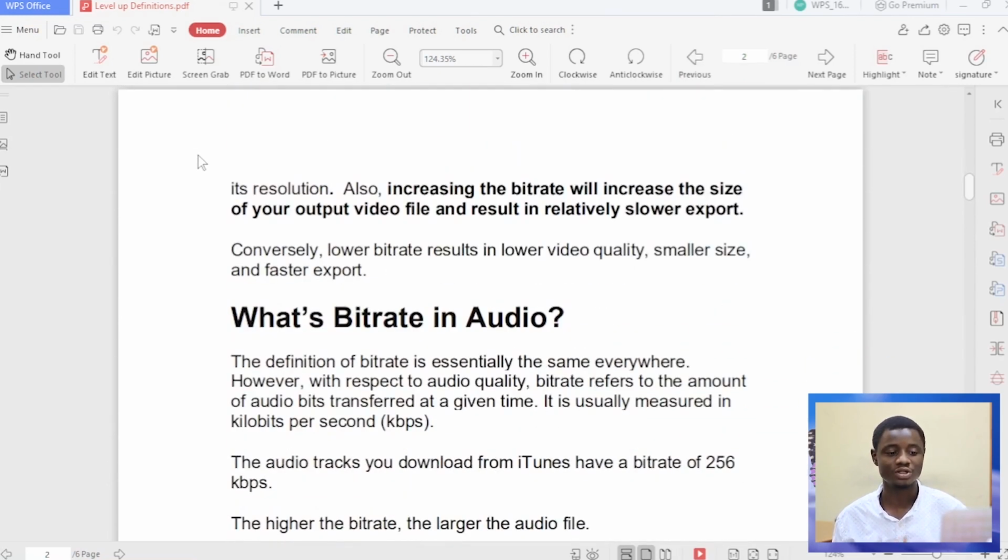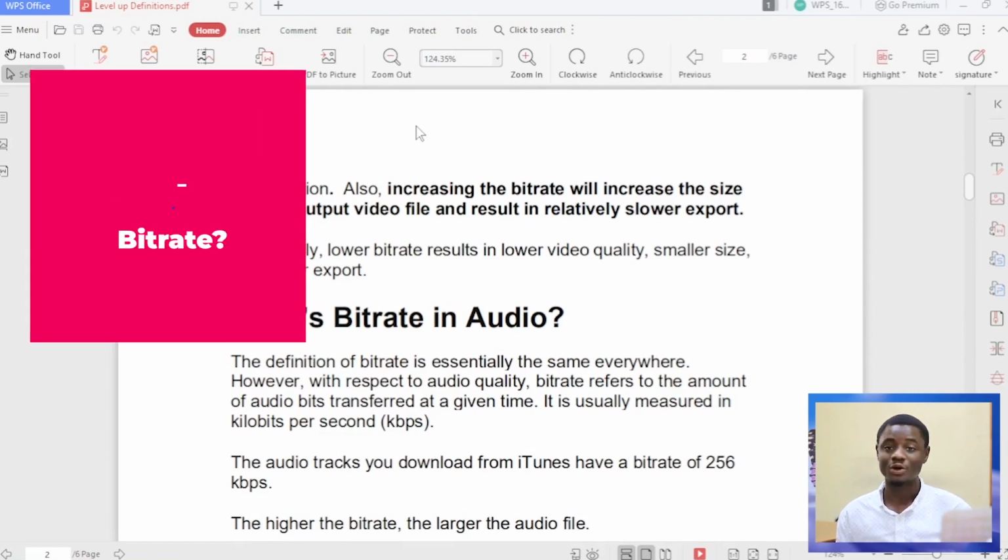Also, increasing the bitrate increases the size of your output video file, like I've said. Conversely, a lower bitrate results in lower video quality, smaller size and faster export. So they all work together.